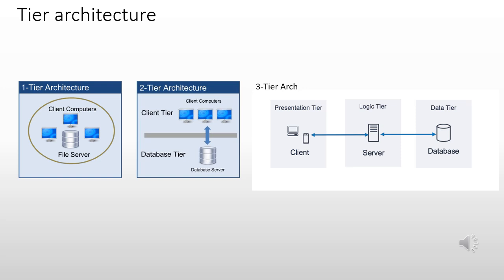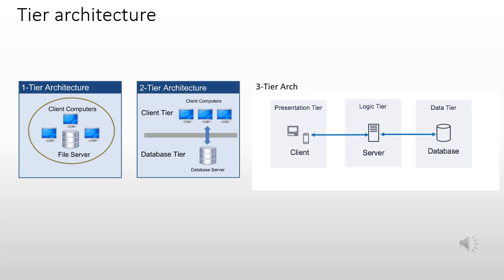So two-tier architecture is where there is a client tier, which is actually an application running on your computer, and then it connects to the back end and retrieves the data. It could be a database tier. So usually it's a two-tier. One is the client, and the other tier is a data tier, which could be a database server or any other server for that matter.